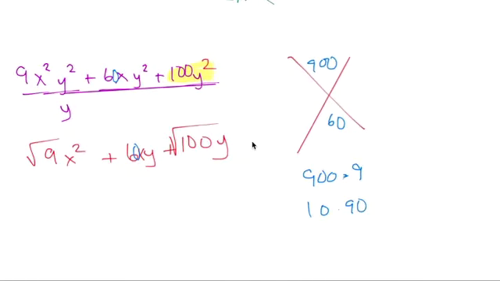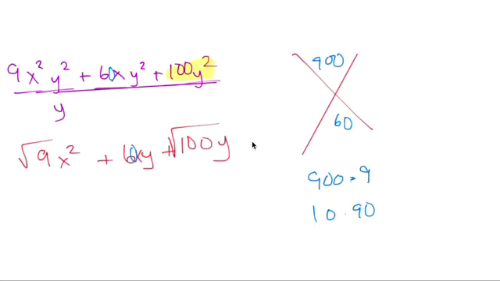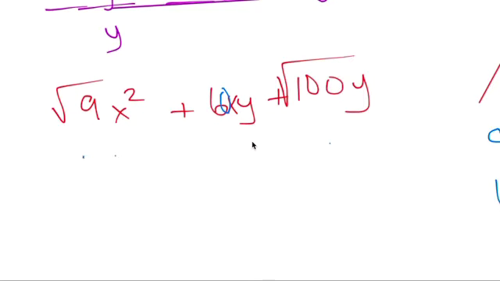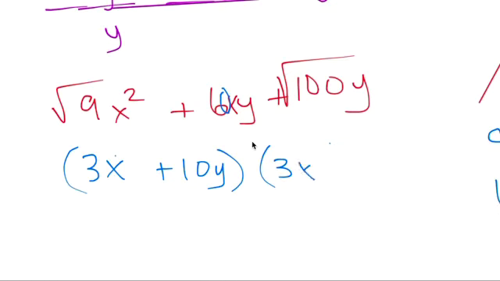3 and 10. Is it a perfect square? 3 and 10 is 30. Yeah, perfect square would work. Oh gosh, perfect square would work. 3x plus 10y. 3x plus 10y. Check it. It's important that you check it.